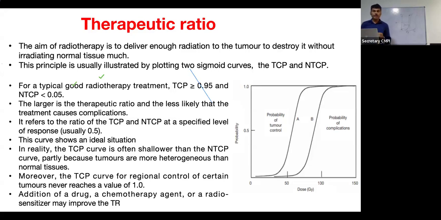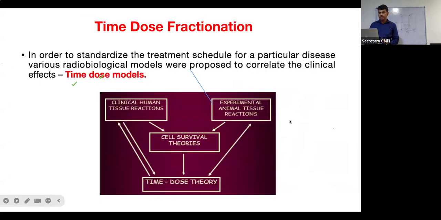So the therapeutic ratio always depends on the type of tumor, and you also have certain methods, even the addition of chemotherapy drugs and other methods you can use for improving the therapeutic ratio, giving higher tumor control without giving much higher dose to normal tissues. These are the different ways of improving the therapeutic ratio.